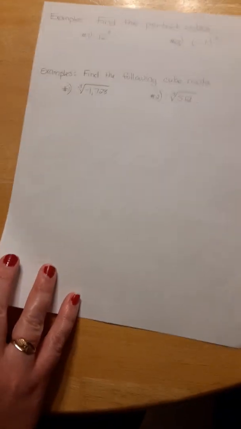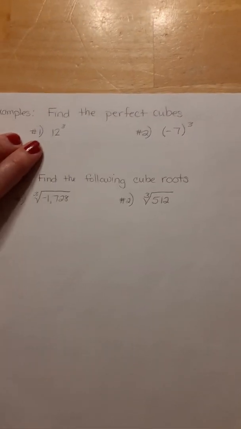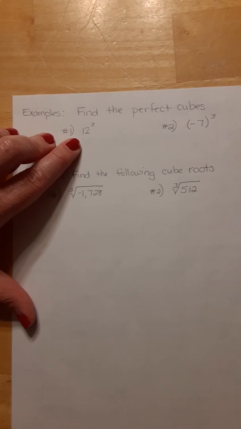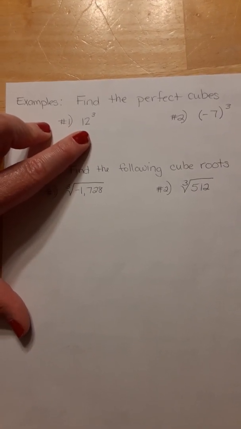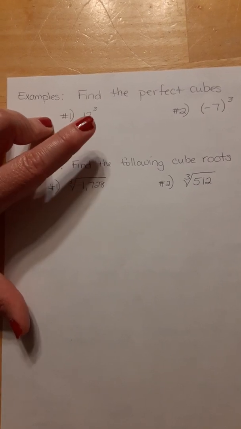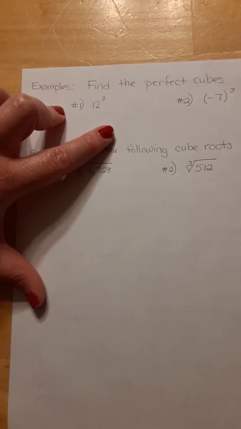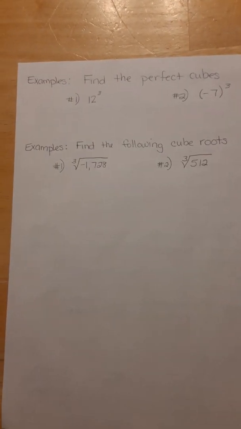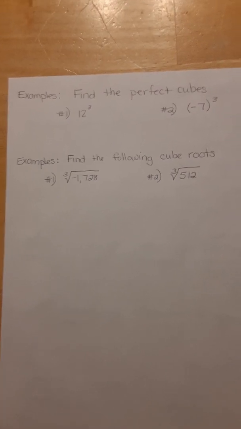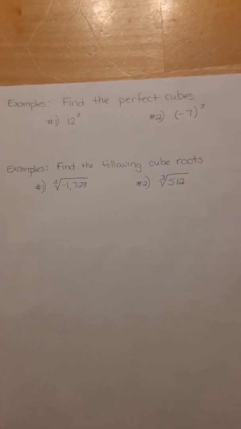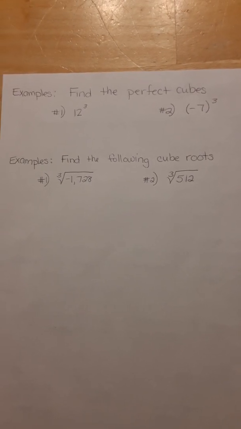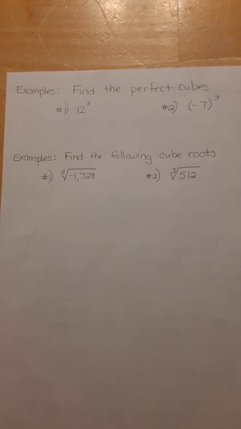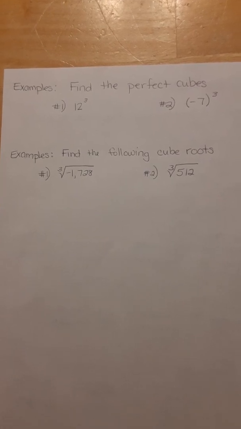Okay, so now we're going to reverse it, and we're going to find the perfect cubes. Finding the perfect cube is simply taking that 12 and multiplying it by itself 3 times. So 12 times 12 times 12. Well, we're going to use our calculators to help us out. 12 times 12 times 12 ends up being 1,728. Remember how I said it got large very quickly.